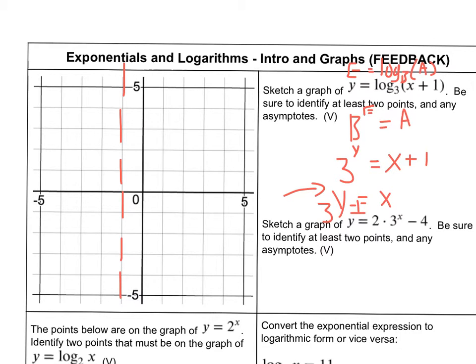And then I'm going to plug a couple points in. So if we've got an xy table, I'm going to plug in y values. If I plug in 0, 3 to the 0 is 1. 1 minus 1 would be 0. So we get 0, 0 as a point. And then I might plug in like 1. 3 to the 1 is 3, minus 1 is 2. So we get 1, 2 as a point. And this graph is going to look something like this.